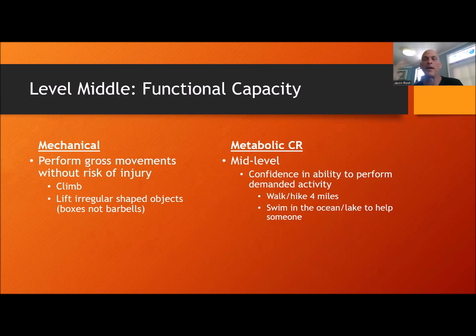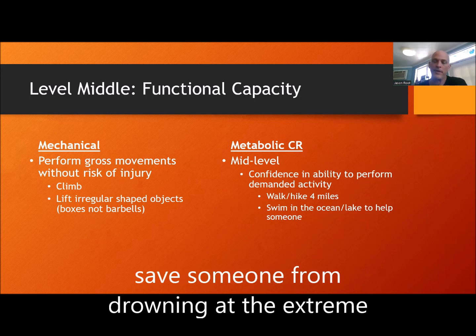Barbells in the gym are actually created to move efficiently, so if you need to move a box or something irregularly shaped, you should be able to. And then metabolic or cardiorespiratory conditioning, this is kind of a mid-level. We want the ability to perform activities that may be demanded. You may have to run for the train. If you could hike 4 miles without a thought, that should be something. If you have to swim in the ocean or a lake to help somebody out, you want to have the ability to do that.